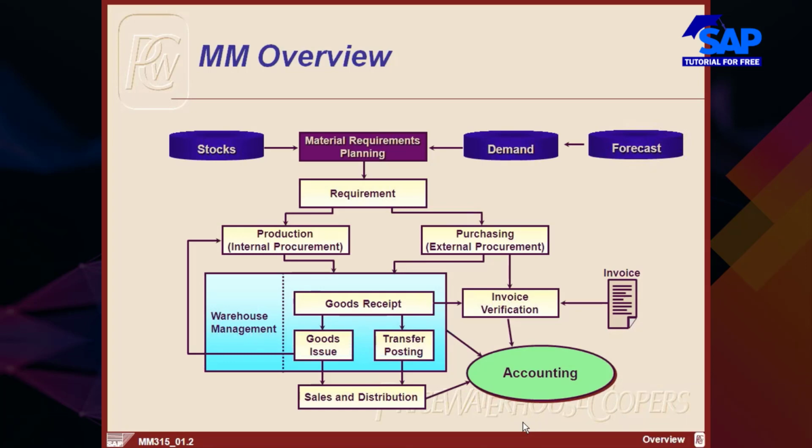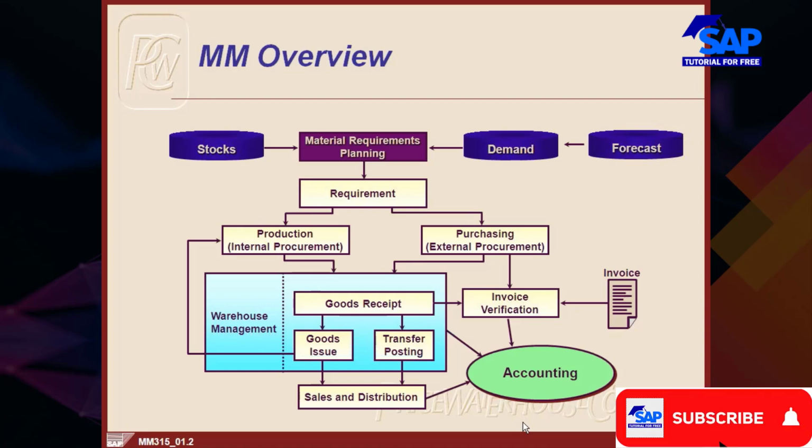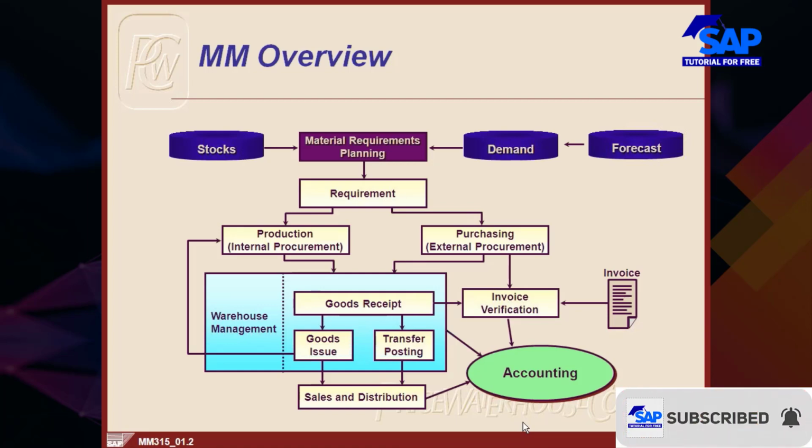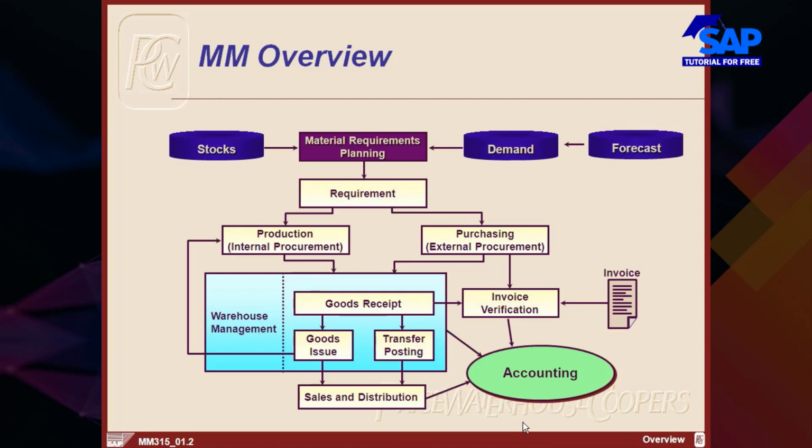So assume the material you are discussing has a procurement type indicator F, meaning external procurement. If external procurement is maintained in the material master, then you follow external procurement, which means you convert the requisition into a purchase order. A purchase order will be sent to the supplier. The supplier delivers the material. When the material is delivered, it will be delivered at your plant or warehouse where you do the receipt of the material.